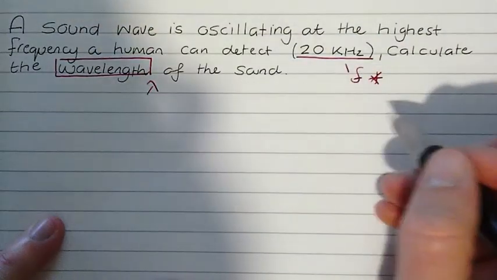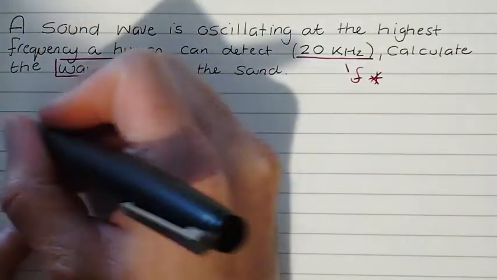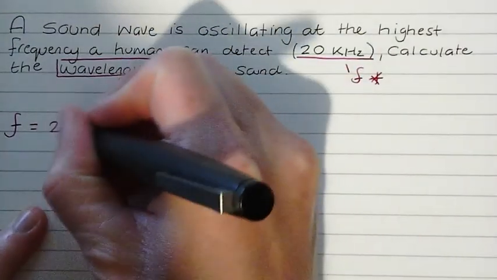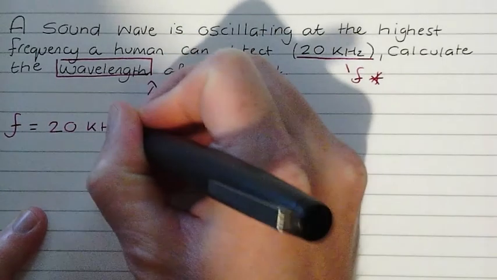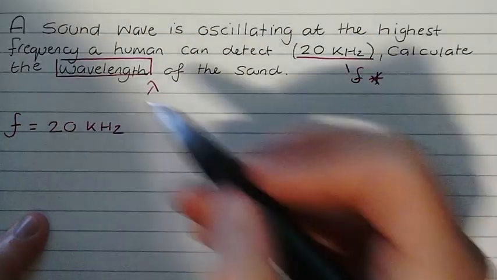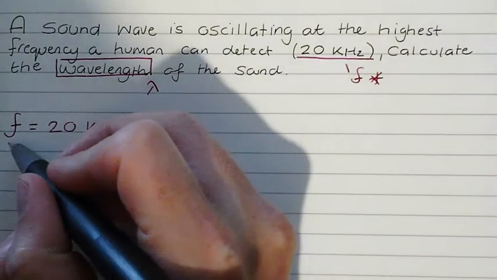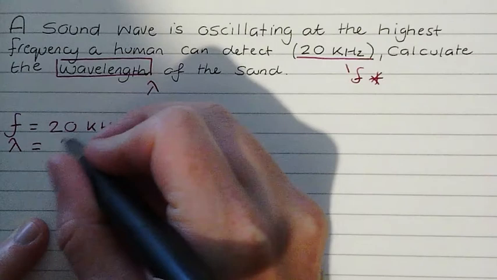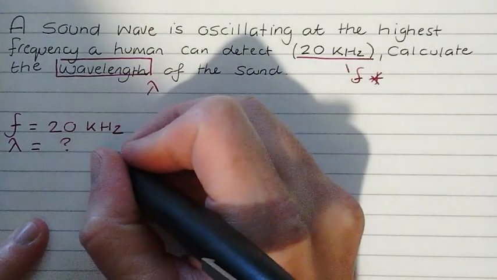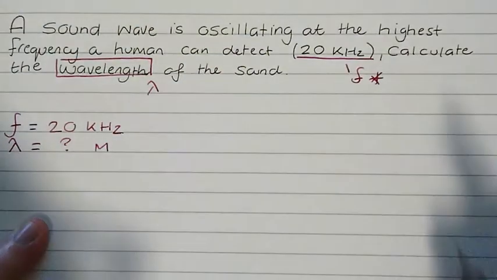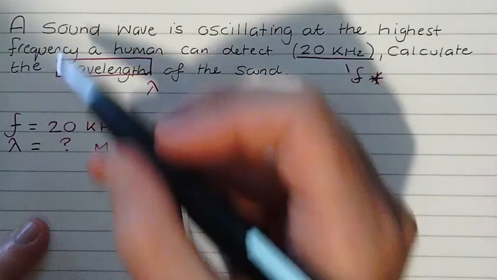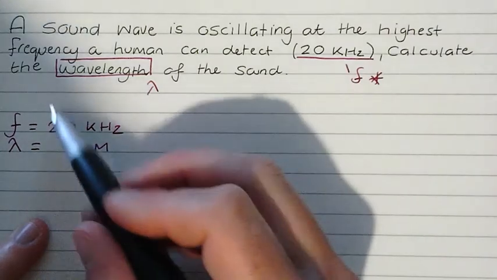Let's write down what we've got. So we've got the frequency, and we know that that is 20 kilohertz, and we're trying to find wavelength. We don't know that at the moment, but we do know that wavelength should be in meters. And the other thing we'll need in this formula, frequency, wavelength, is the speed.